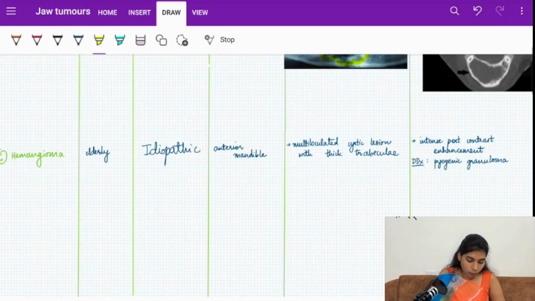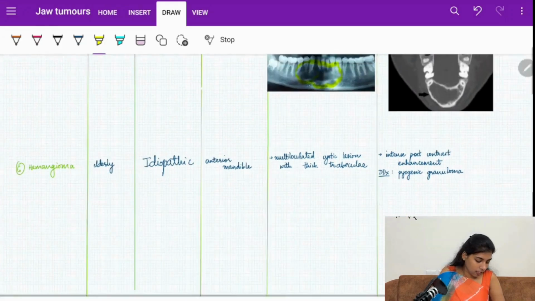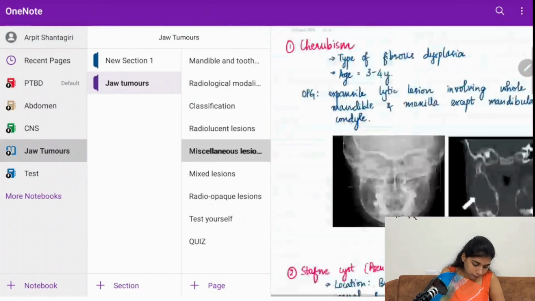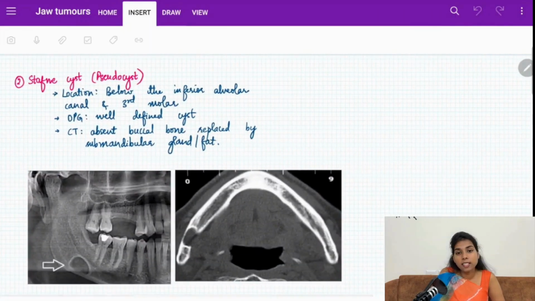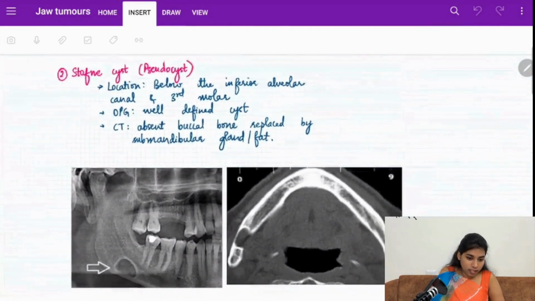And on OPG, again you will see a multiloculated cystic lesion with coarse trabeculations. CGCG had fine trabeculations. Hemangioma will have coarse trabeculations. And like a typical hemangioma, this also shows intense post-contrast enhancement on CT. Right? Now we'll go to the next set of 3, that is the Stafne cyst, nasopalatine cyst, and nasolabial cyst. Starting with the Stafne cyst.